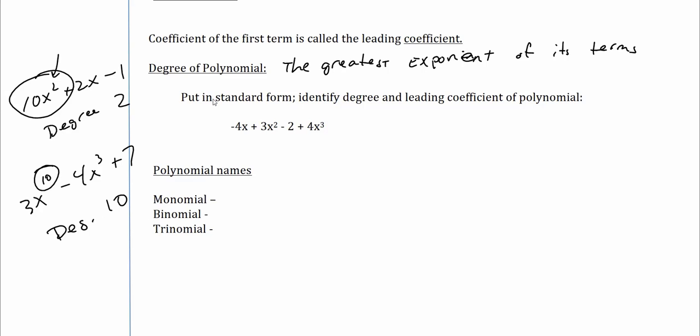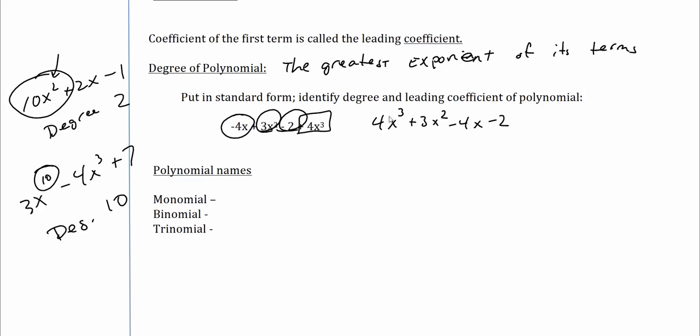Okay. So this example: put it in standard form, identify the degree and the leading coefficient of the polynomial. So I want to put it in greatest to least. So the greatest is here because it's a 3. So it's 4x to the third. This is next, plus 3x squared. This is after that, minus 4x and then minus 2. So that is in standard form.